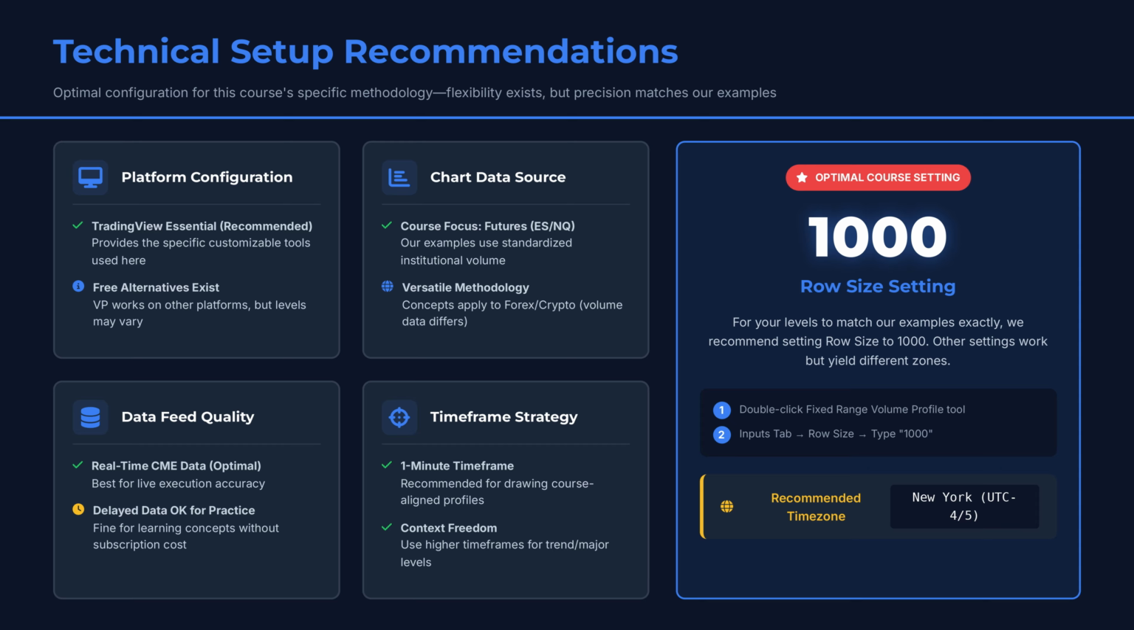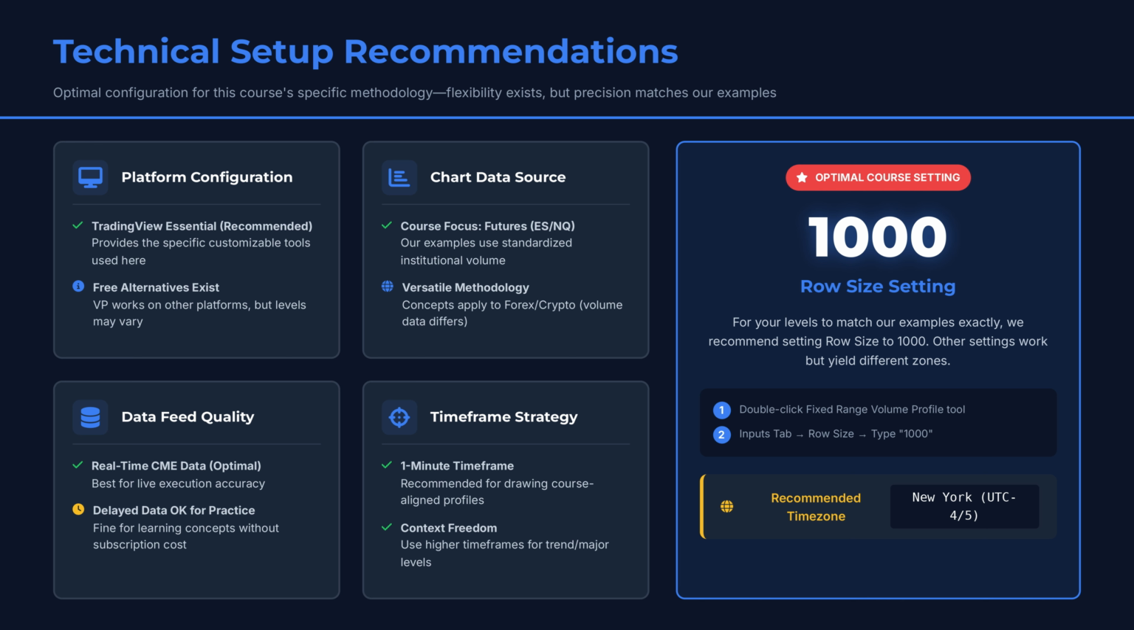Now, can you use different row sizes? Yes, some traders prefer 500 for finer detail or 2000 for broader zones. It depends on your trading style, but if you want your levels to match ours exactly throughout this course, use 1000. This is our recommended standard.